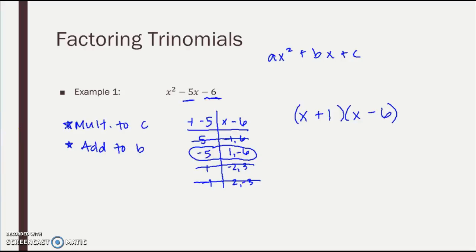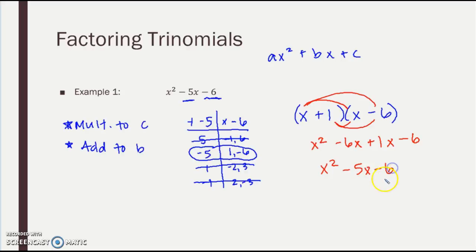You can always check your work by multiplying it back out. So if I were to do FOIL, x times x is x squared. X times negative 6 is negative 6x. 1 times x is 1x. 1 times negative 6 is negative 6. Combine my like terms and we get x squared minus 5x minus 6, which is where we started.